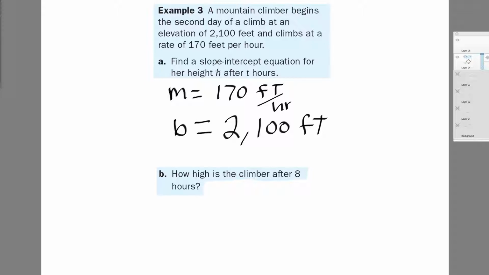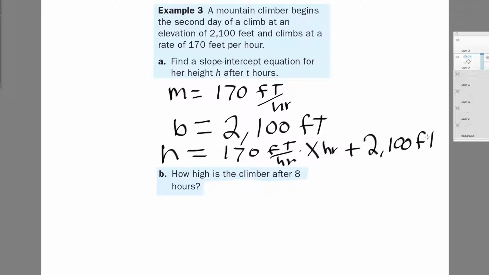So here's our information, and we can write that the height, h, is equal to 170 feet per hour times x. x is time, right? So x hours plus 2,100 feet. Now you'll notice that hours over hours will cancel out. When we multiply the rate times time, we get distance. And distance plus distance can be added together, and we can use that to find out the answer to part B. How high is the climber after 8 hours?